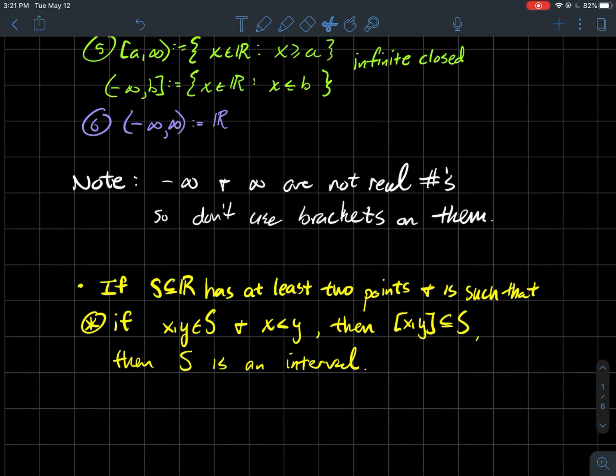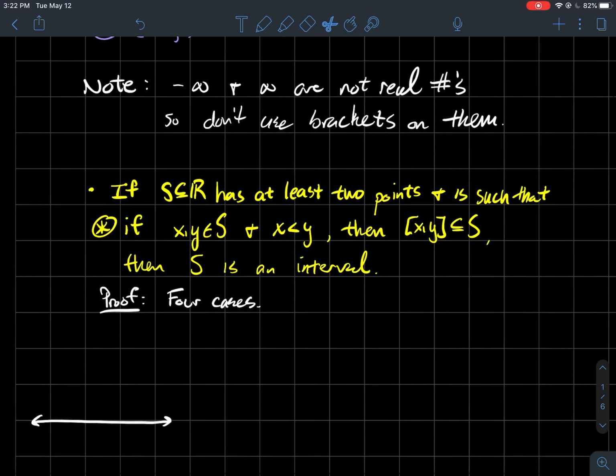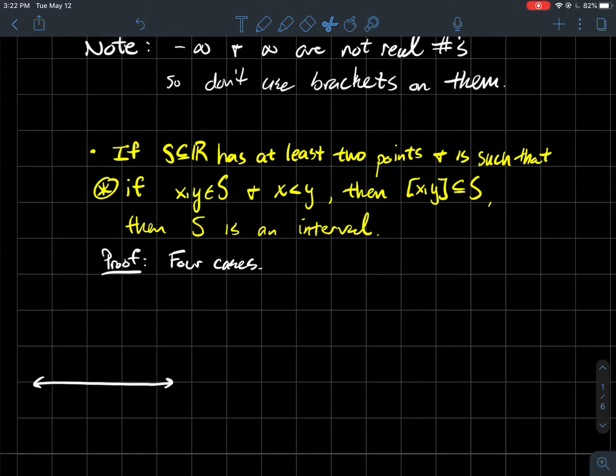Anyway, in yellow here, this result characterizes when the set you're dealing with is actually an interval. And the characterizing property is this star here. If x and y are in your set S, and x is less than y, that implies that the interval from x to y is in S, then S itself has to be an interval. So how would you prove such a thing? There are 4 cases, and I'm going to prove one case in detail and fill in my picture there with the number line as I go.